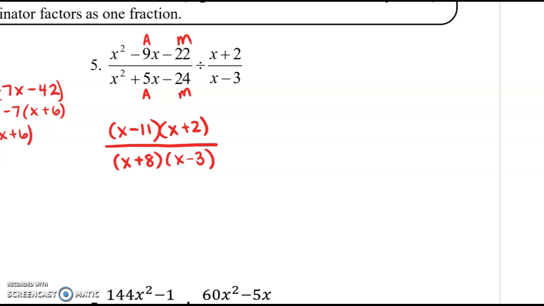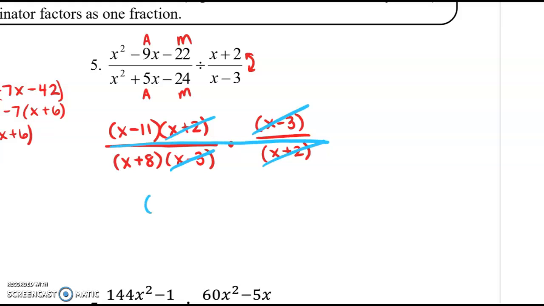And then my second fraction, I'm going to multiply and then flip it. So keep, change to multiplication and flip. And you'll notice as soon as I flip it, okay, now I can actually cancel the x plus 2's and the x minus 3's. Because remember, this becomes one big giant fraction. And then what's left over is the x minus 11 and the x plus 8.